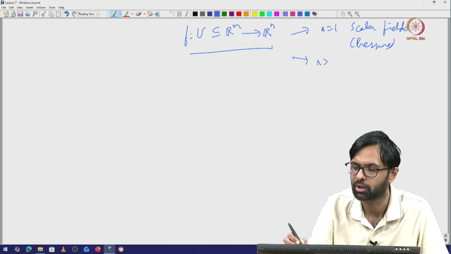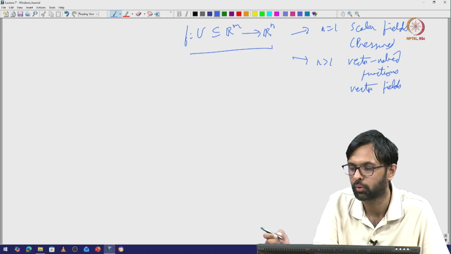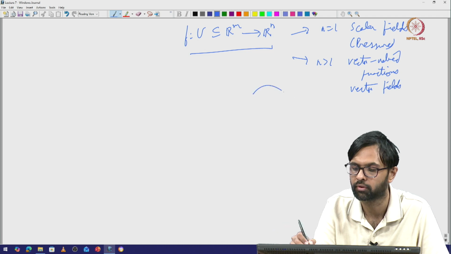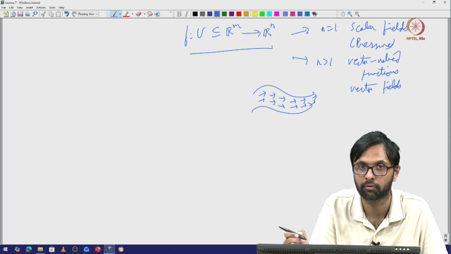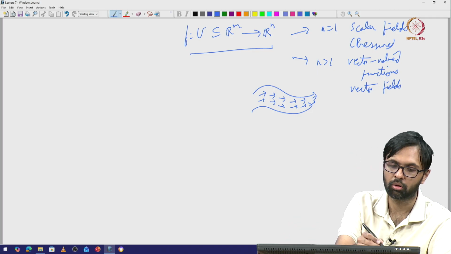When n is larger than 1, sometimes these are called vector valued functions or vector fields. What's an example of a vector field? Well, we'll see later on, but the physical example, if you will, is if a river is flowing, the velocity at every point is a vector and it varies from point to point. There's an example of a vector field.